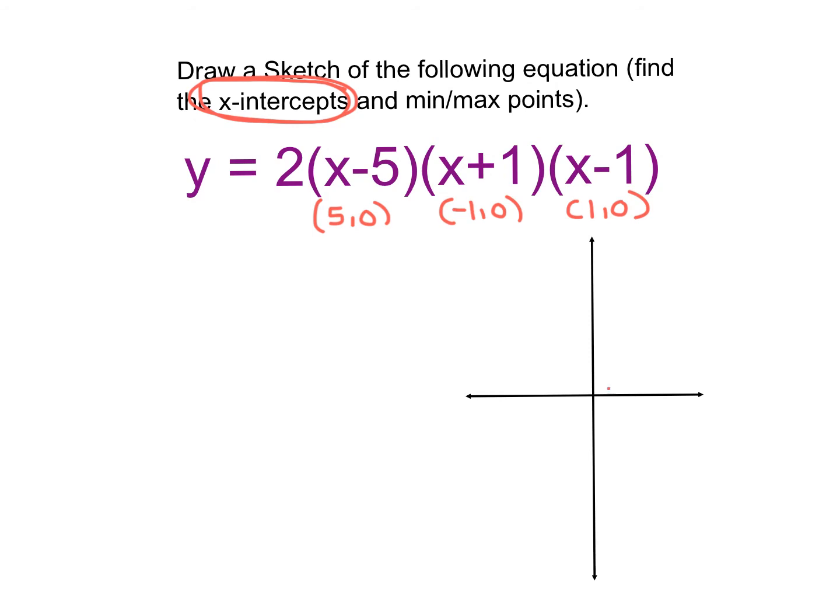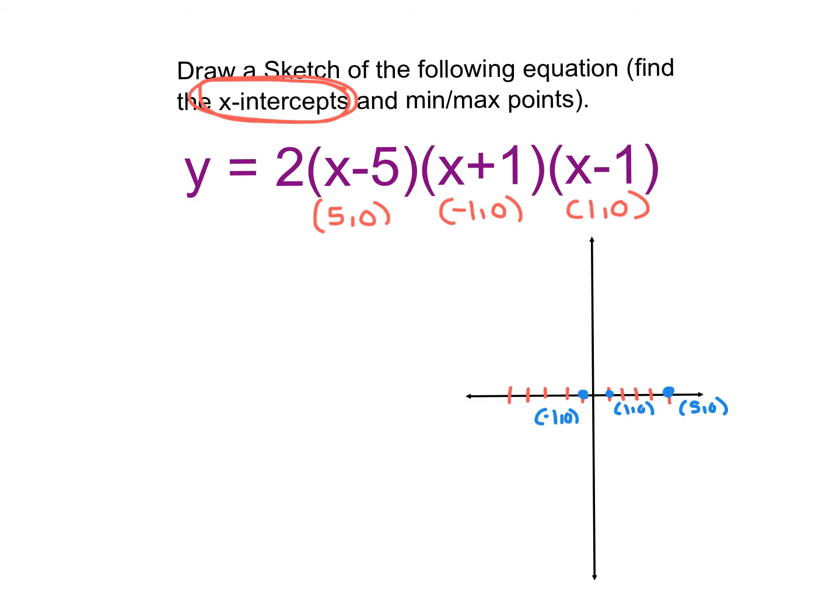So we have 1, 2, 3, 4, 5. 1, 2, 3, 4, 5. If I'm going to take a different color here so we can see them. We have an x-intercept point at 5, 0. So there's going to be one there, and I'm going to label it. I then have one at negative 1, 0. And then I have one at 1, 0. So I have all three of those x-intercept points labeled.